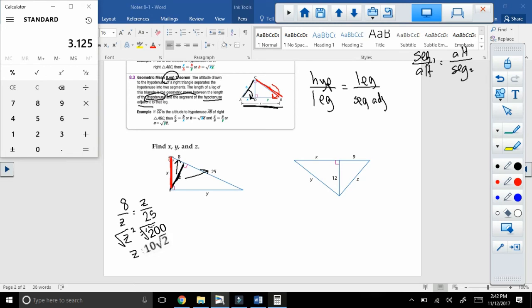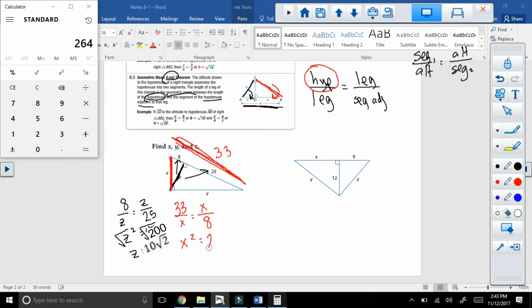Okay, the next one is a leg. So the leg is the geometric mean of the whole hypotenuse. What is the length of that whole hypotenuse there? Well, you need to add the 8 and the 25 together to get that. So that's going to be 33. So it's the whole hypotenuse, 33, and the segment of that that's adjacent to X. In this case, that is 8. I will use the calculator on this one. We have 33 times 8.